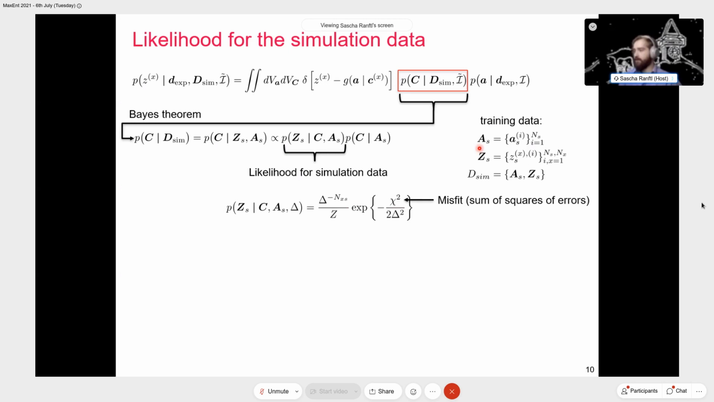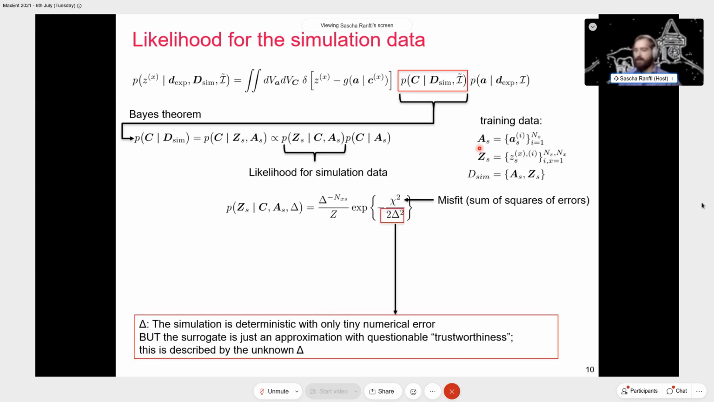And I'd like to talk a bit about this delta here. How can we explain this? So the simulations that I'm usually looking at are deterministic, and they have a very tiny numerical error. There's usually really machine precision and rounding errors and so on that we need to consider. So this delta possibly can also describe that, but this numerical uncertainty is actually insignificant for many applications.